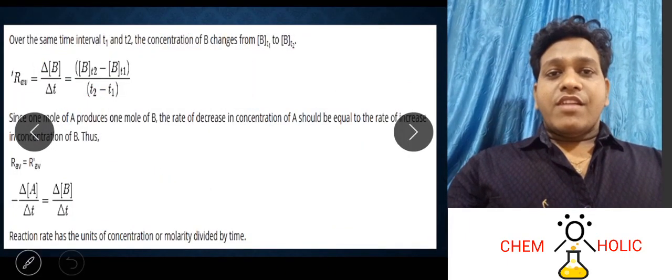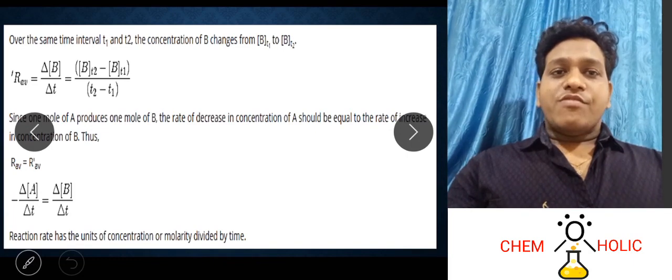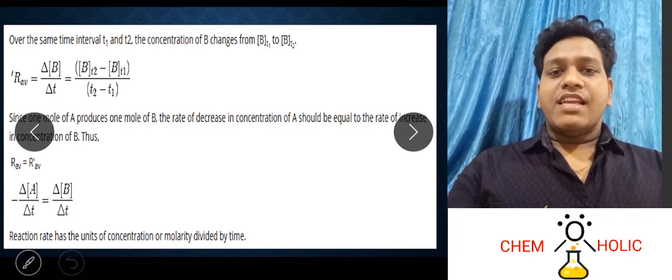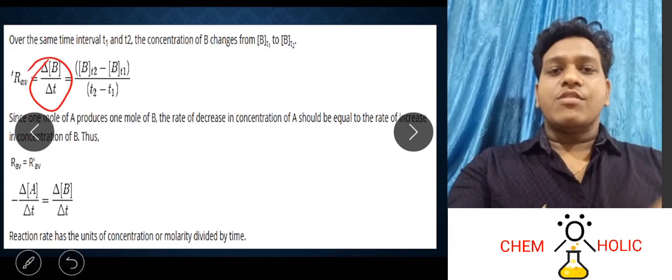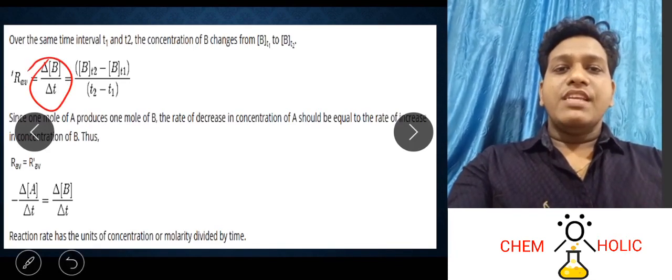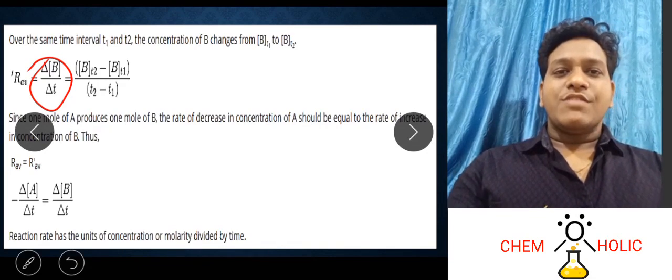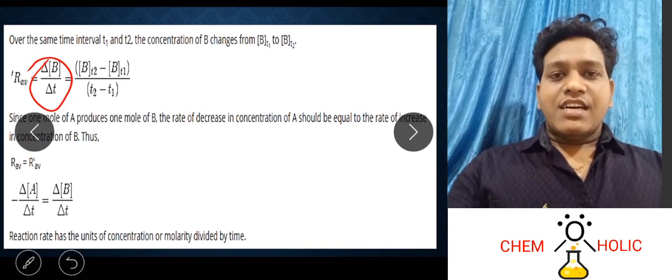Over the same interval of time T1 and T2, the concentration of B changes, as I explained about the previous graph. So the average rate we can write is delta B, the change in concentration of B, by delta t, equal to B at T2 minus B at T1 upon T2 minus T1. That is the change from initial to final. Since it is 1 mole of A and 1 mole of B, the rate of decrease in concentration of A should be equal to the rate of formation of B.